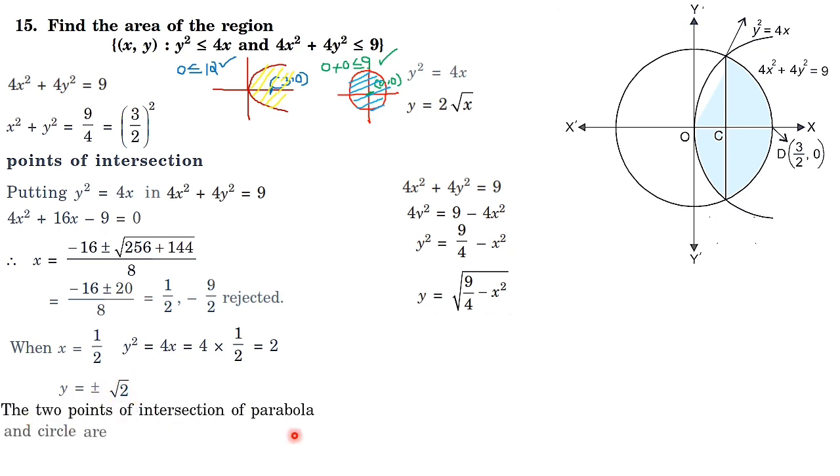So the two points of intersection of the parabola and the circle are, one is 1 by 2 comma root 2, and the other one is 1 by 2 comma minus root 2. This is the way we have calculated the points of intersection. The next portion we will do on the next slide.